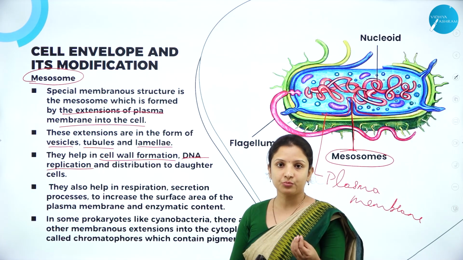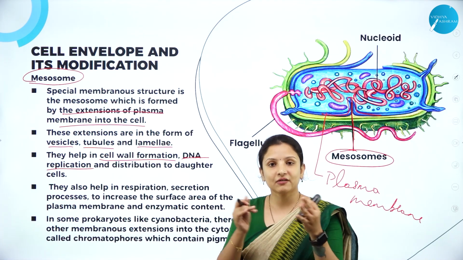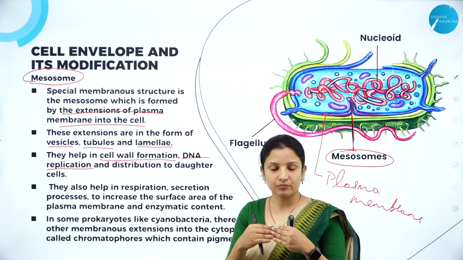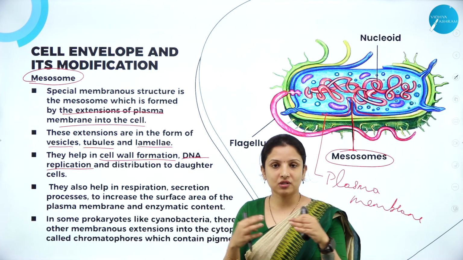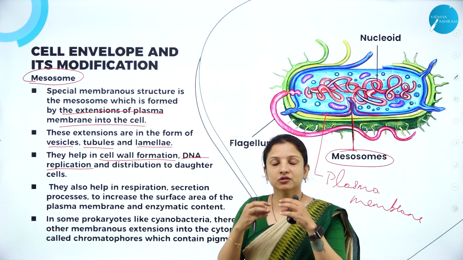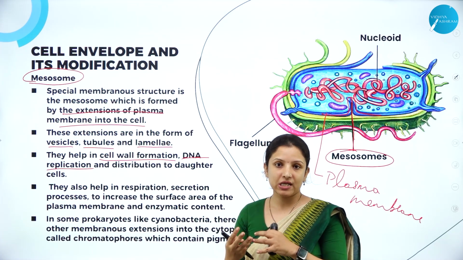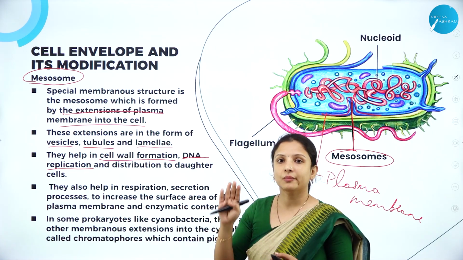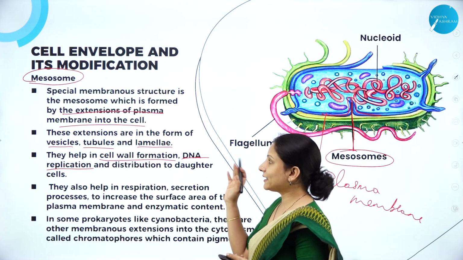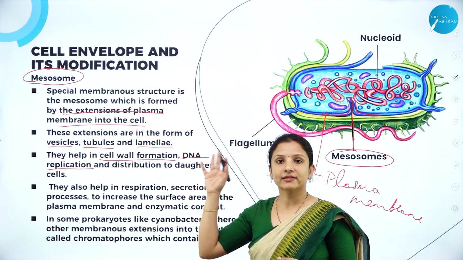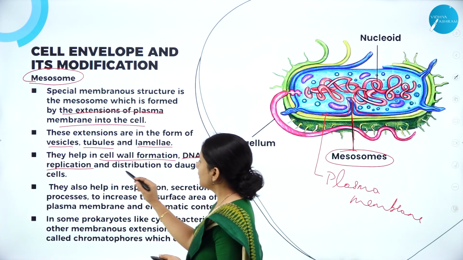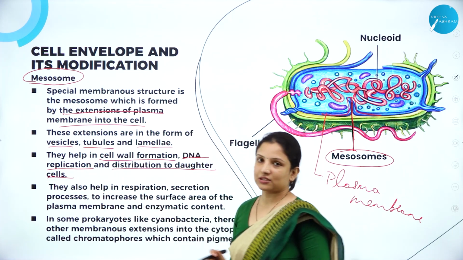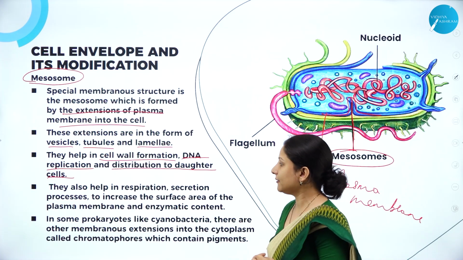Why is DNA replication important? Because when bacteria divide, during binary fission or prior to binary fission, they have to distribute the DNA. The DNA should be distributed. So during that process, the same copy of DNA should be produced. That is, a replica of the DNA should be produced. So if the replication process of DNA has to occur, then the infolding of the plasma membrane, that is called the mesosome, should be there. And that is for DNA replication and the distribution of the DNA into the daughter cells. For that, these mesosomes are very, very important.